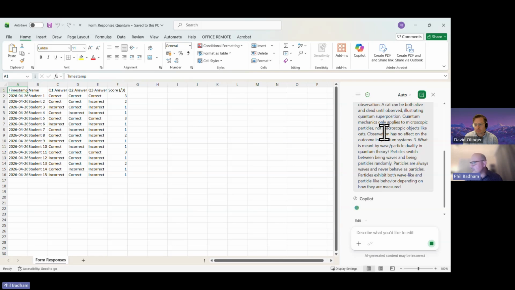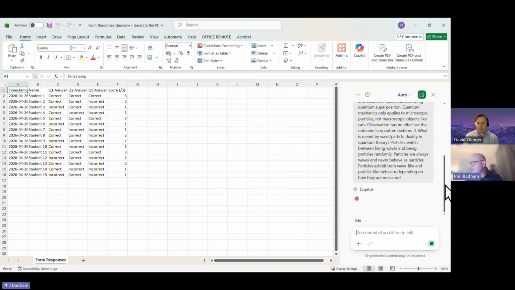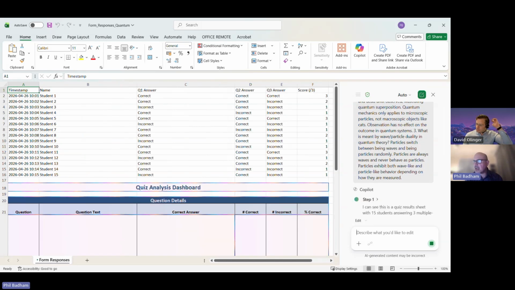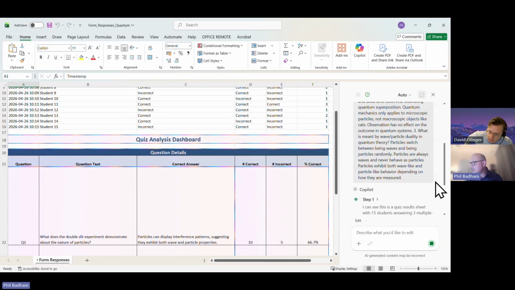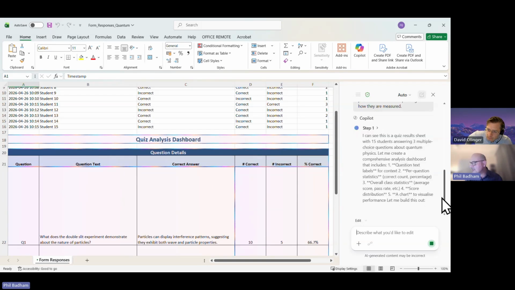So let me just show you, if it's going to take its time over it, I can show you some. Here we go. There you go. I've got a quiz analysis dashboard that's come up here. You can see that it's helping me to visualize that data. It's giving me the steps there.